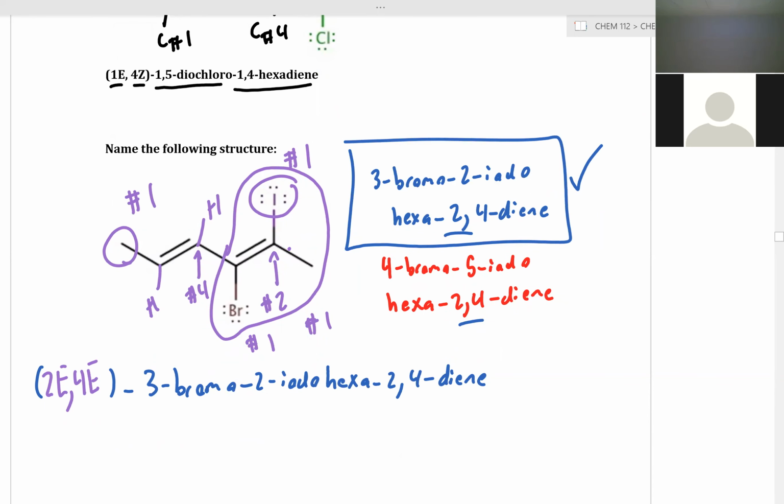Any questions on this example? So this is probably something that you may see on an exam if I wanted to test nomenclature, because it's a 2-for-1. It tests your numbering, it tests your stereochemistry. It's comprehensive. Any other questions before we move on to the next section in this chapter?